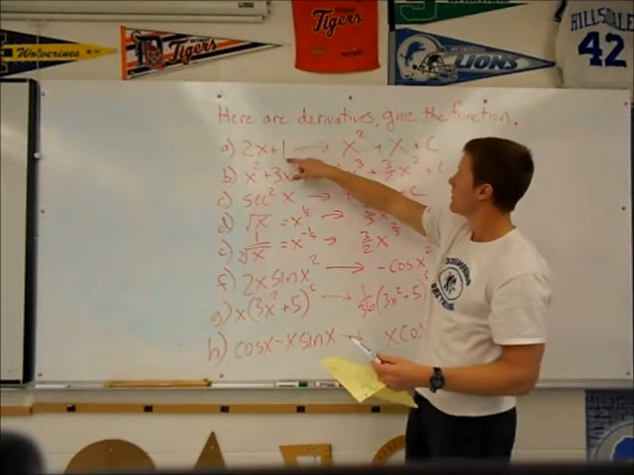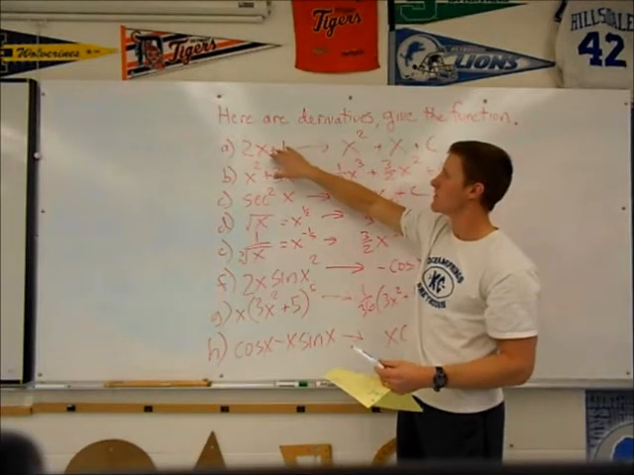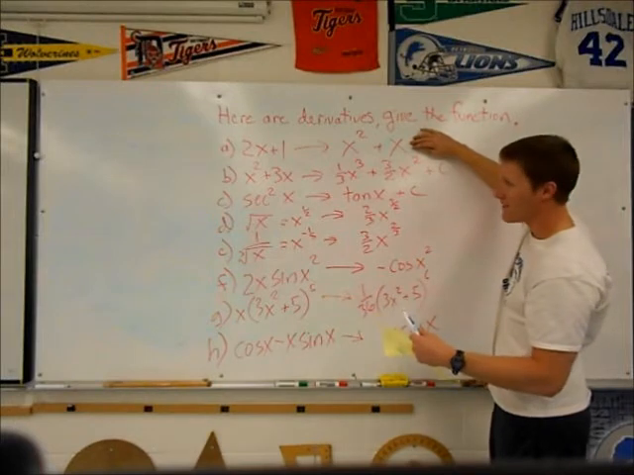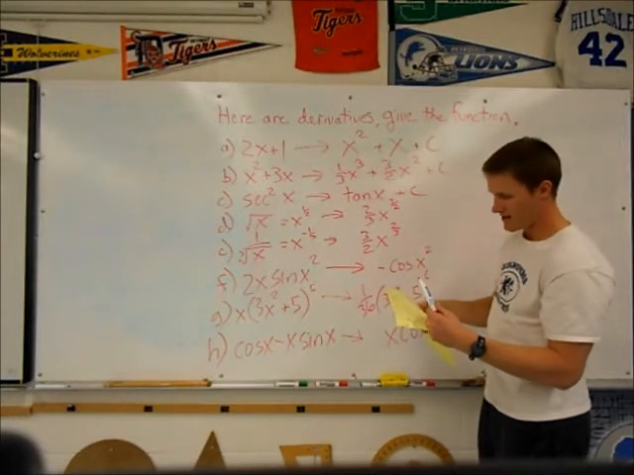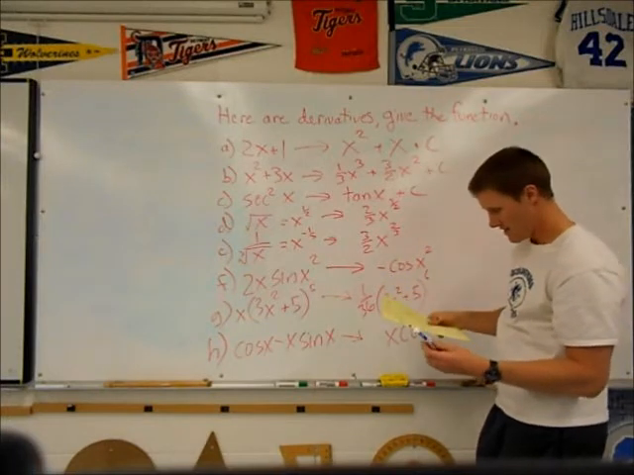of this function. X squared plus x plus c is the general antiderivative of 2x plus 1. X squared plus x is a specific antiderivative of 2x plus 1. C is obviously called a constant.